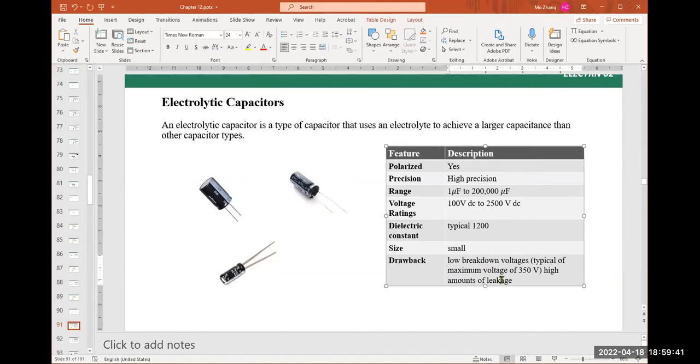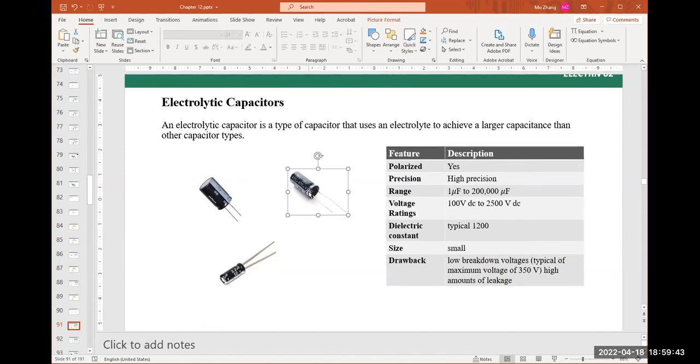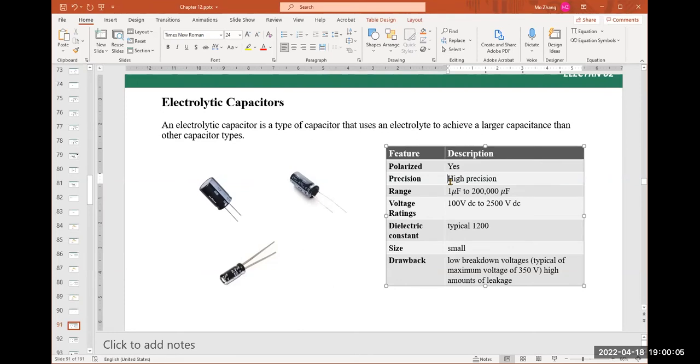So that means leakage. Similar to here, if this is fully charged, and after a while it's not fully charged, it's half charged, that means it has high leakage. That's the bad thing about it. We want to have a container that can hold a charge firmly. This is the drawback. However, it's pretty high precision.